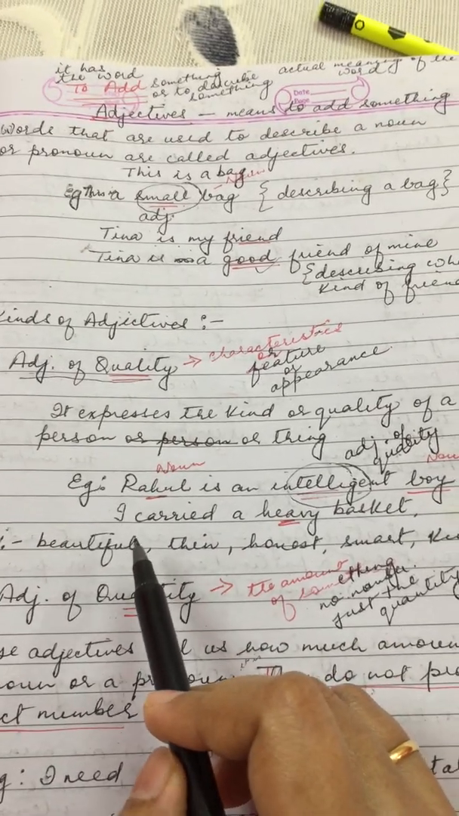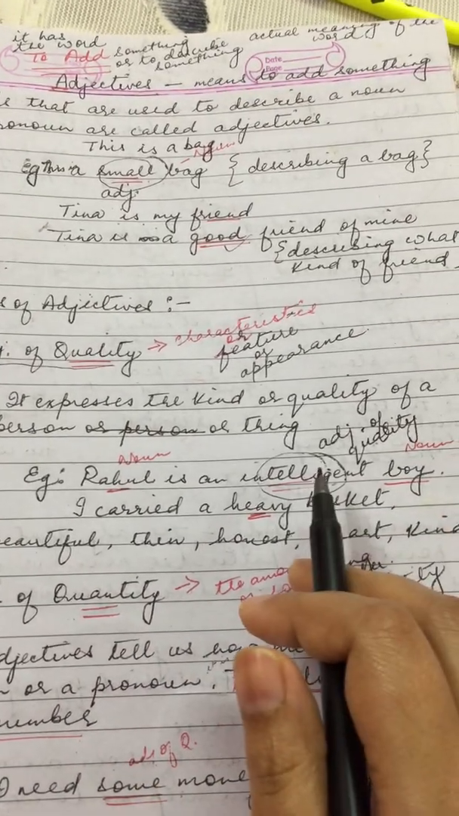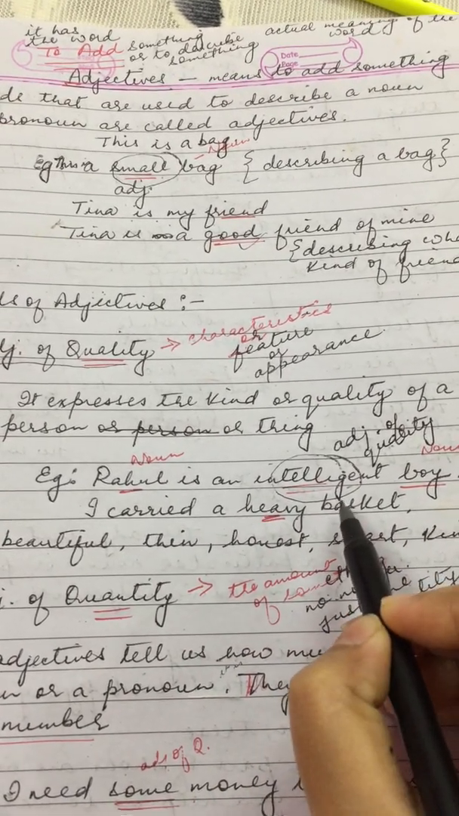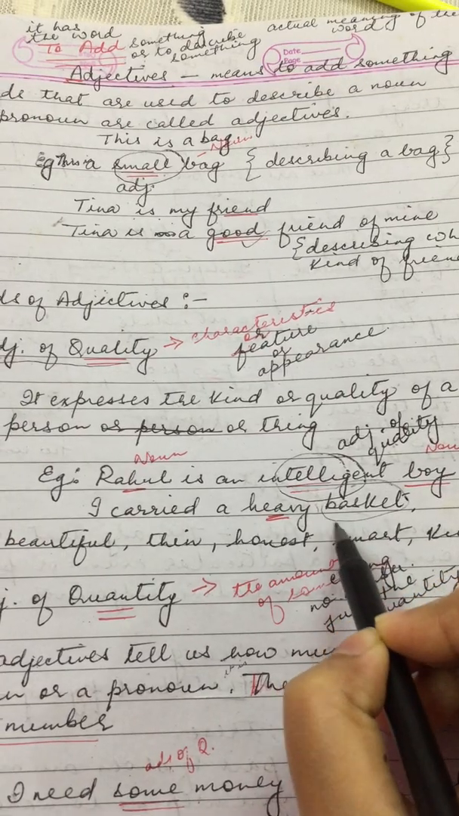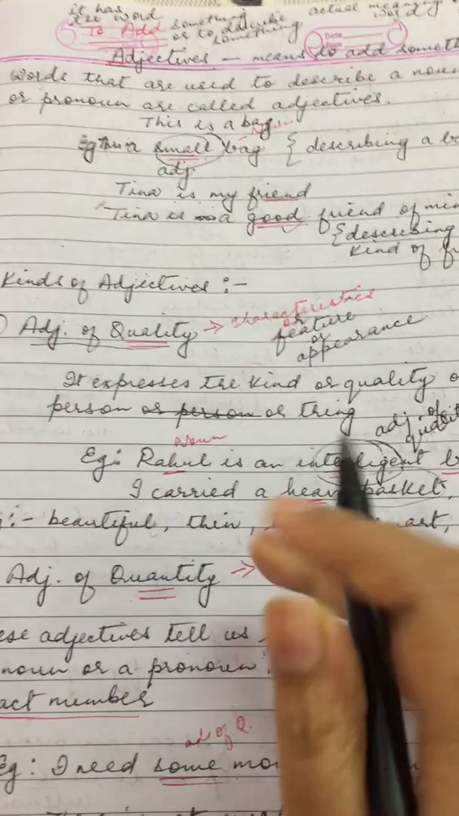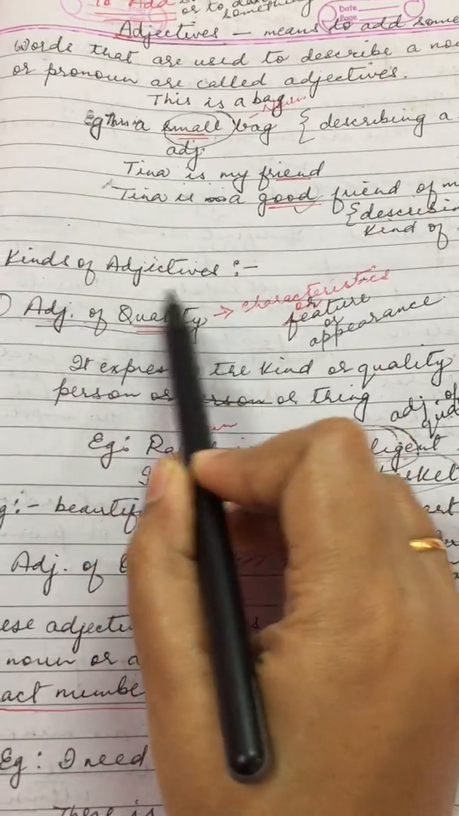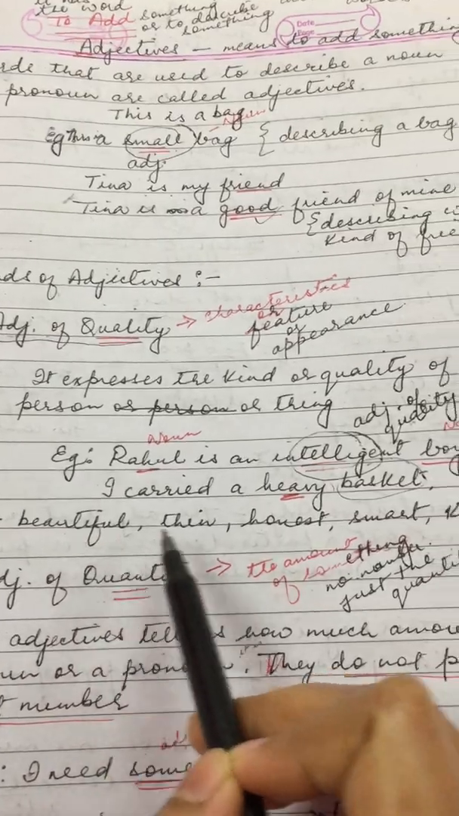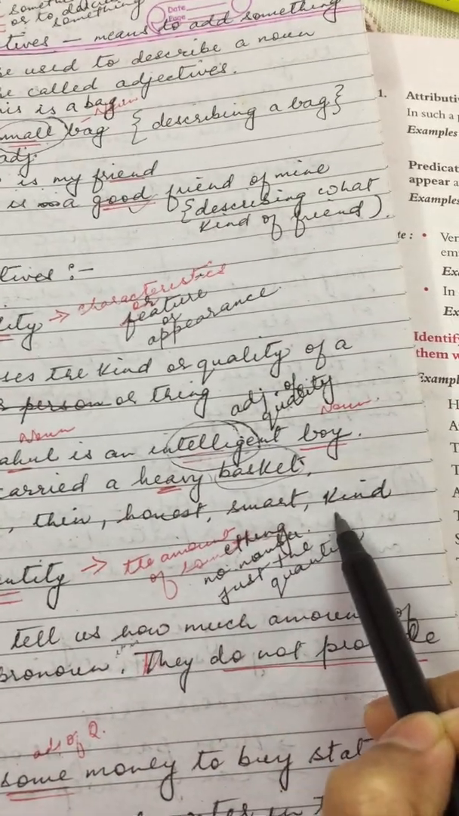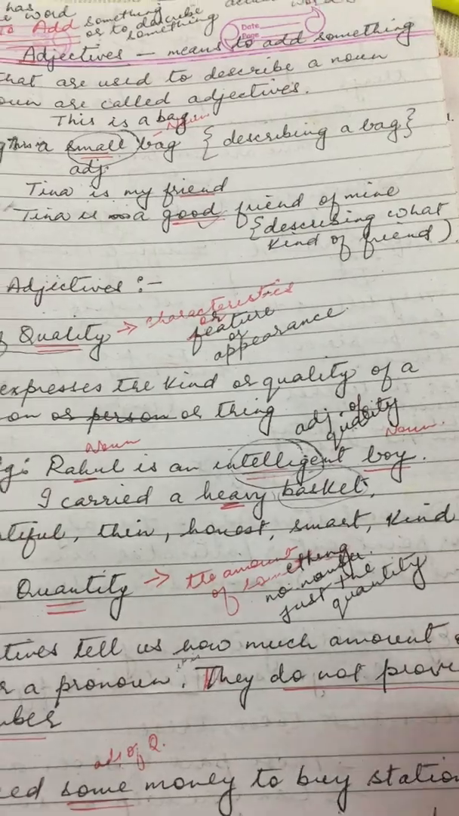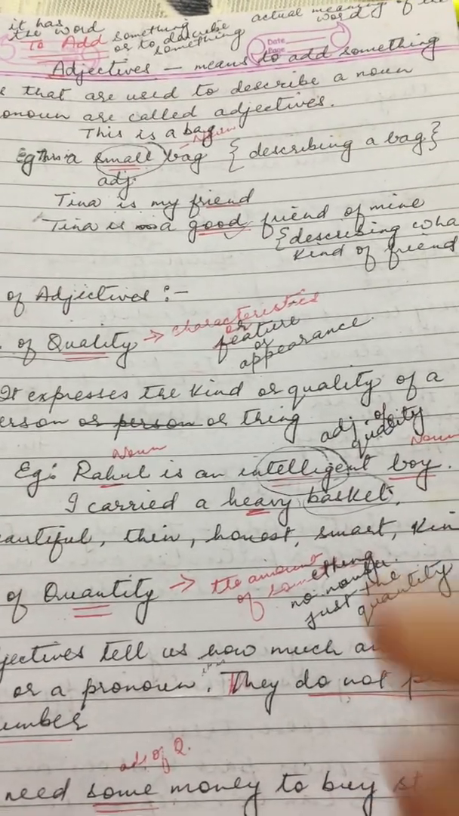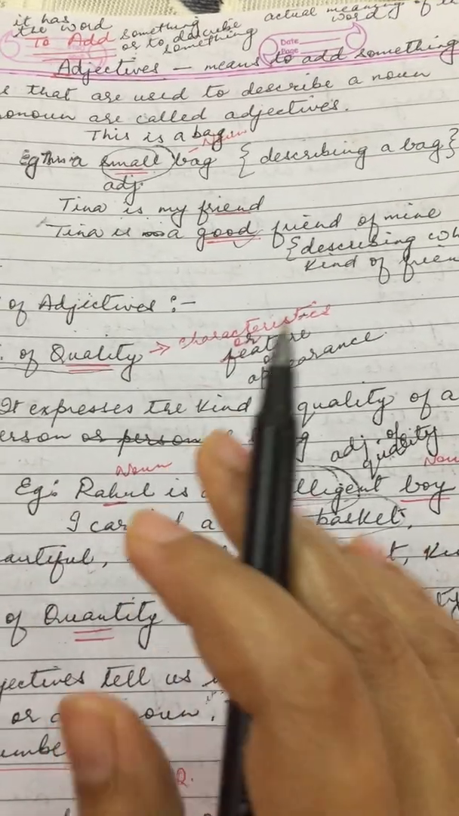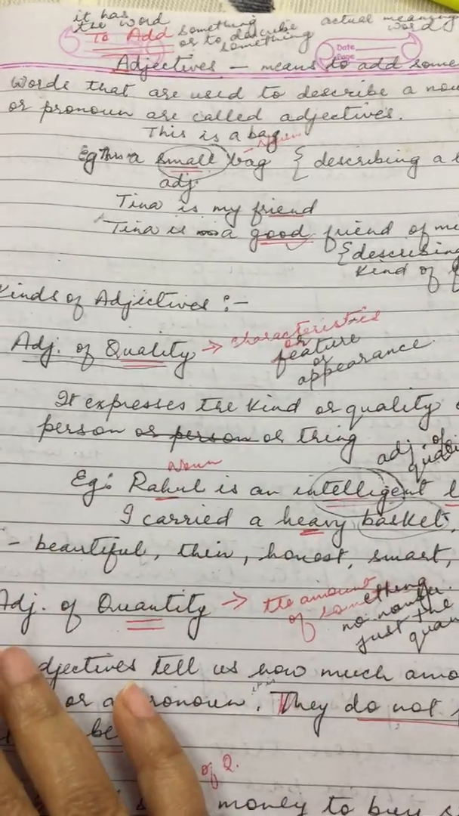Take up a next example. I carried a heavy basket. Now, what type of basket it was? It was a heavy basket. Now, this adjective of quality can be described through many words. Example, beautiful, thin, honest, smart, kind, unkind, cruel, rude. In the same way, there are several qualities you can give to a person or a thing. And that quality becomes the adjective of quality.